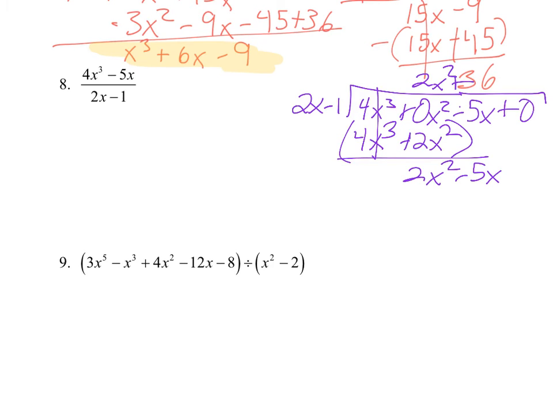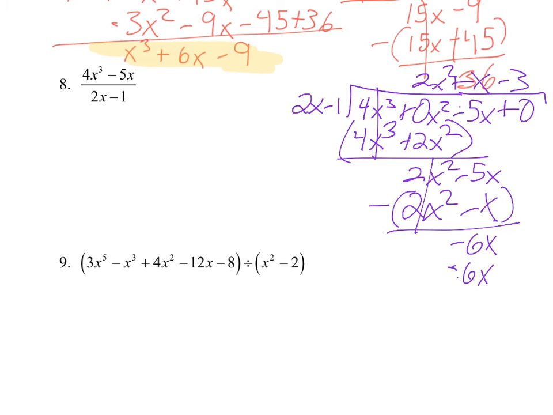Now I need just a plain old x. So I have 2x squared plus x. And I'm going to multiply that, and I get 2x squared minus x. When I subtract this, the 2x squared goes away, and I have a negative 6x. So I need a negative 3. I bring down the 0 to get a minus 6x plus 3. So I have a remainder of 3.